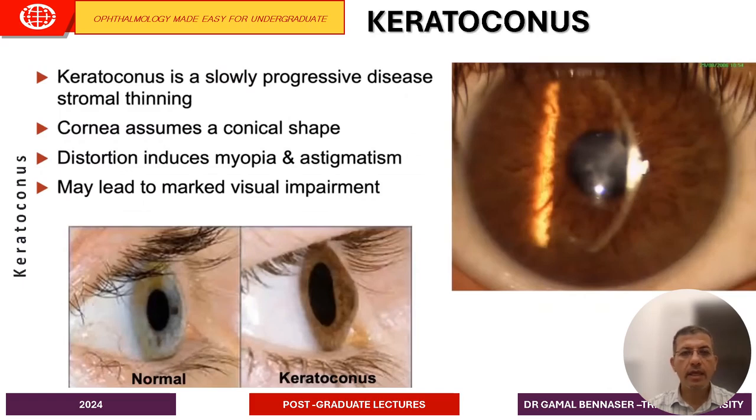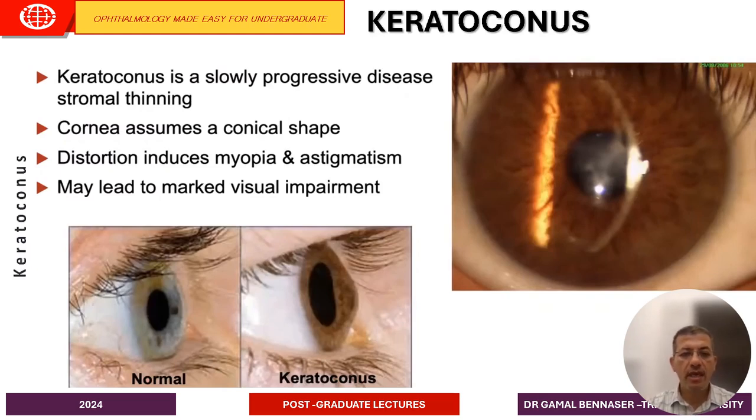The word keratoconus is a combination of a Latin word and a Greek word. Kerato means cornea and conus means horn or bulging of the cornea. So it is a combination of Latin and Greek, and it describes a slowly progressive stromal disease that eventually leads to thinning of the cornea as well as bulging of the cornea.